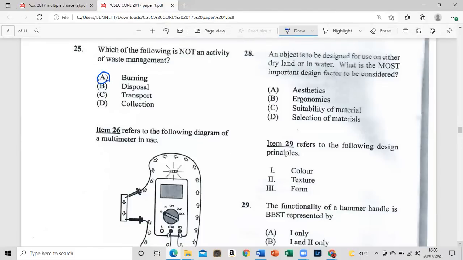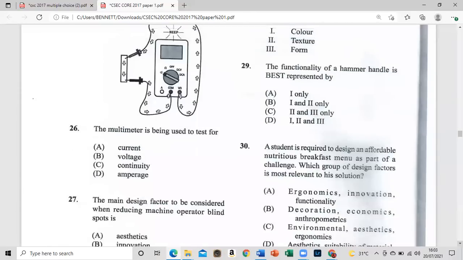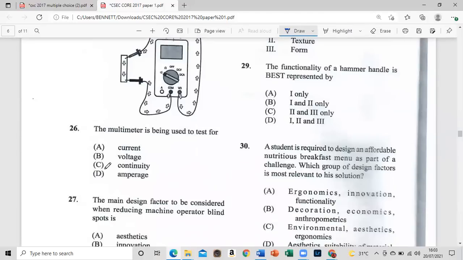All right, so let us look at this machine that we are given. The multimeter is being used to test for A, current, B, voltage, C, continuity, or D, amperage. All right, so that is continuity. So I'm going to test to see if the current goes right through.